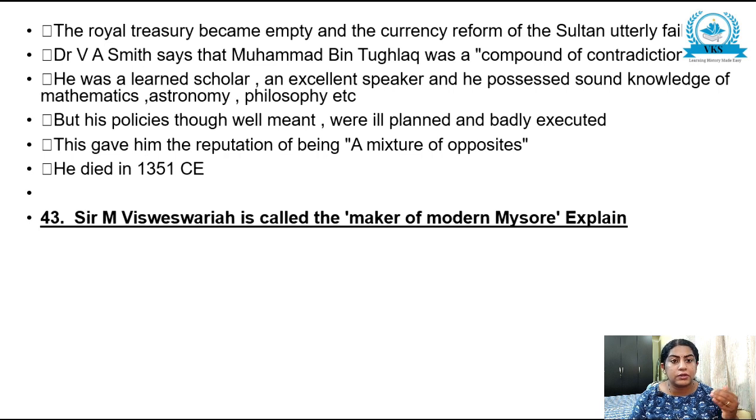So you started with a small introduction about Muhammad bin Tughlaq, and then you move towards the three administrative experiments, that is increase in tax in the Doab area, transfer of capital, and token currency. And then you concluded with what titles he had, that is he was called the compound of contradiction and mixture of opposites. So this is how you complete the essay. So let us move on to the next essay.